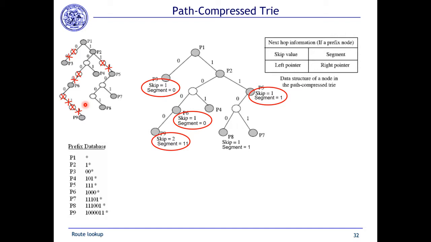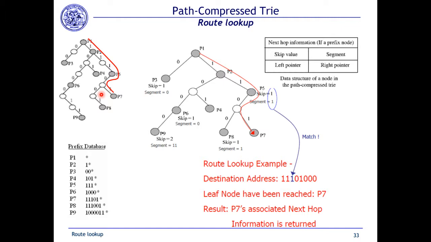There is a final possibility here, again another white node with a single child, and again we can compress the branch with skip 1, segment 1. Okay. So what happens when we perform this, we use this compressed tree in order to make lookup operation.